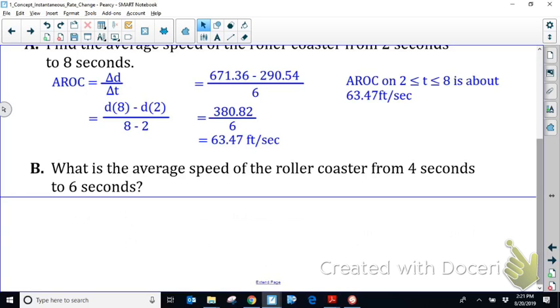Okay, so moving on here, see if you can go ahead and pause the video and try working out example B here, because this is the same concept, it's just over a different time interval. So go ahead and pause the video, and when you're done, hit play and come back and see how you did.